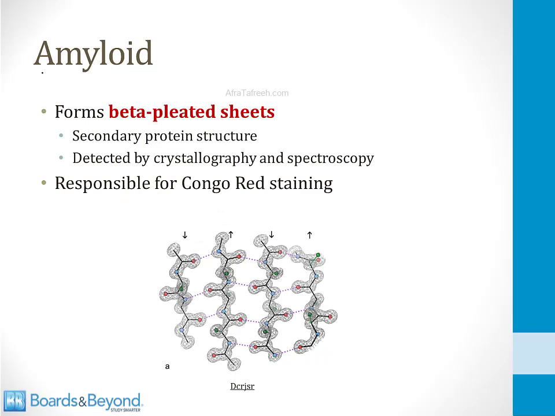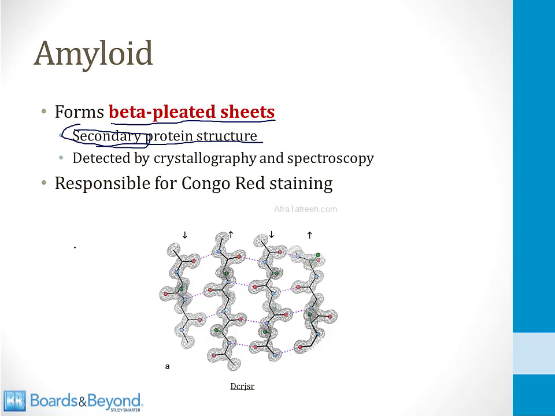Another feature of all amyloid collections of proteins is that the proteins will form beta-pleated sheets. A beta-pleated sheet is a secondary protein structure, so by way of review, the primary structure of proteins is its amino acid sequence. The secondary structure of proteins is the folding or twisting of the chains of amino acids. So the secondary protein structure of amyloid is that it forms what's known as beta-pleated sheets. These are sheets of proteins that are linked in a characteristic way.